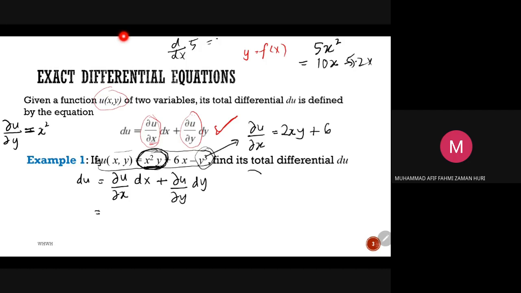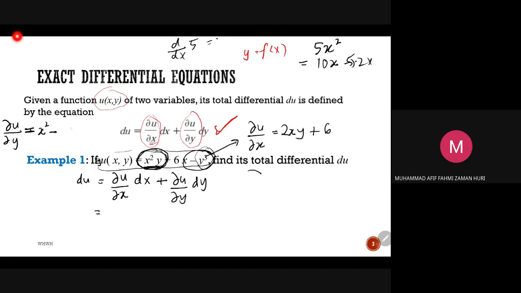Because we differentiate y, x square is like a constant. Like when you differentiate 5y, you get 5. So now x square y, you will get x square. What about the second term? Plus 6x. What do we get? Zero. Yes, zero. The second term has no value because 6x with regard to y is totally a constant. So when you differentiate a constant you will get zero. What about the third term? Minus y cube. So you will get minus 3y square.